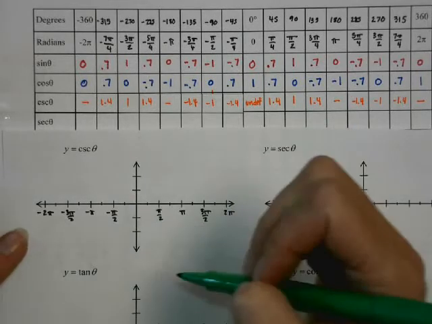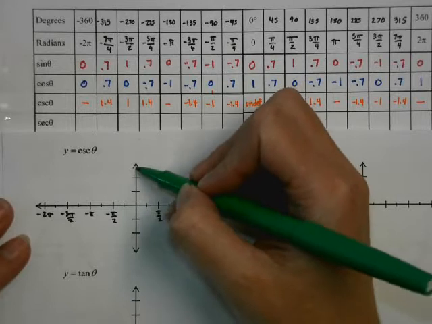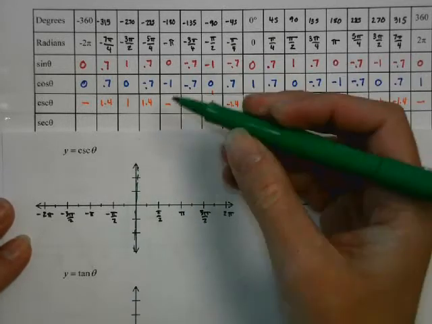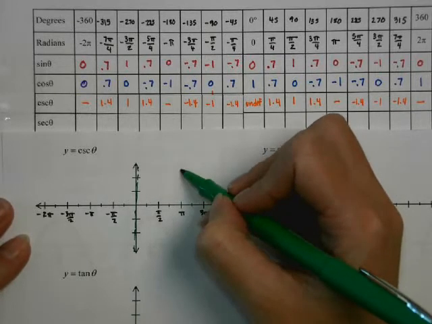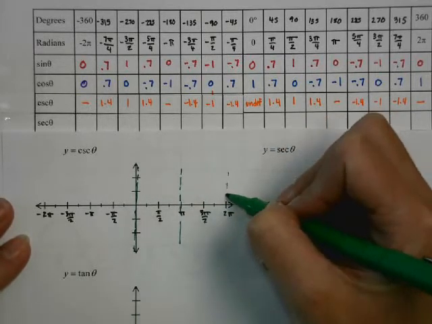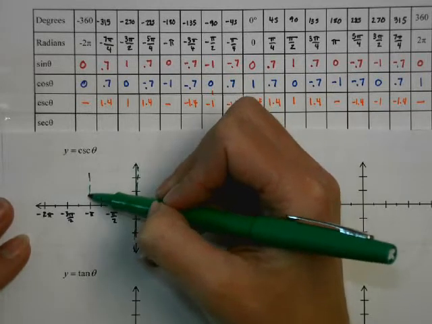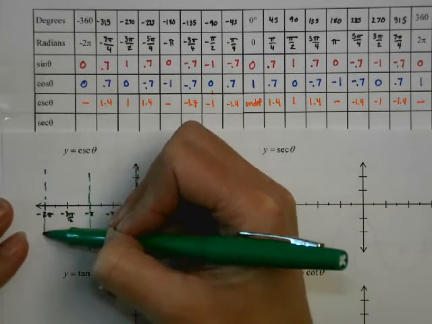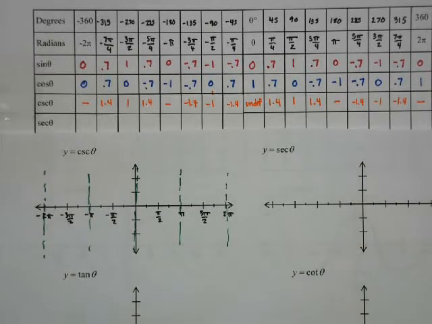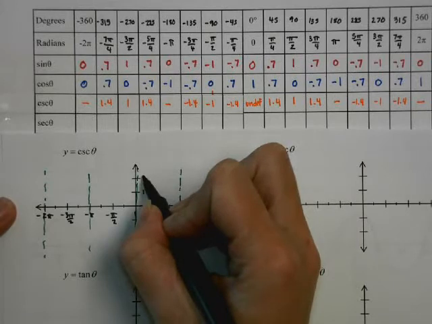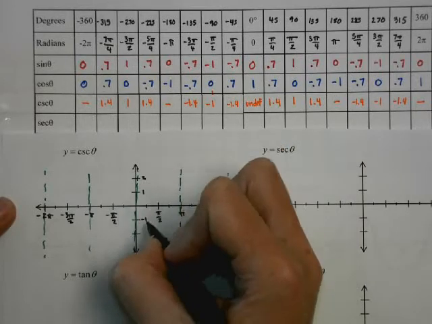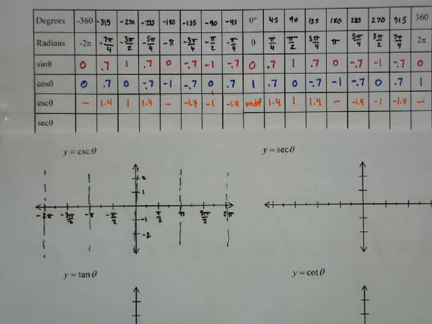So we have vertical asymptotes at 0, at pi, at 2 pi, at negative pi, and negative 2 pi. For my y values, I'm going to make this 1 and make this 2. This will be negative 1. This will be negative 2. All right, so our graph of cosecant.